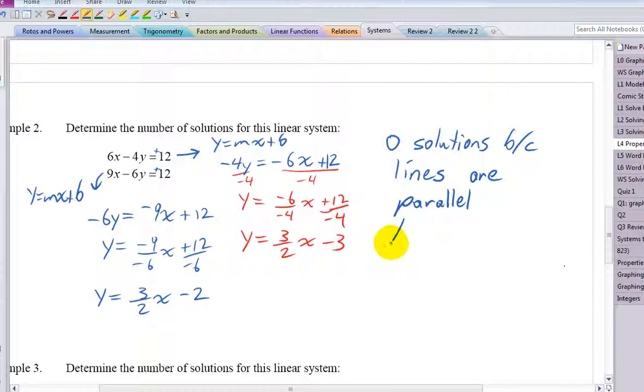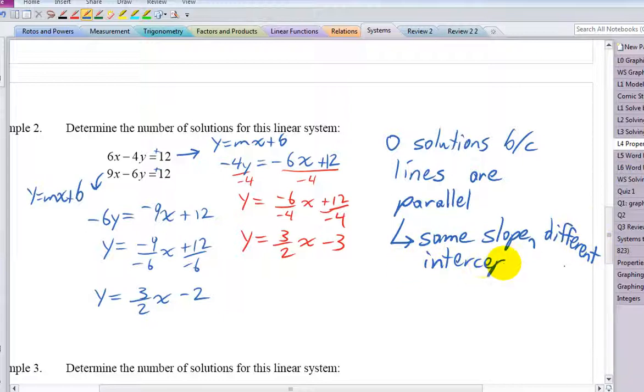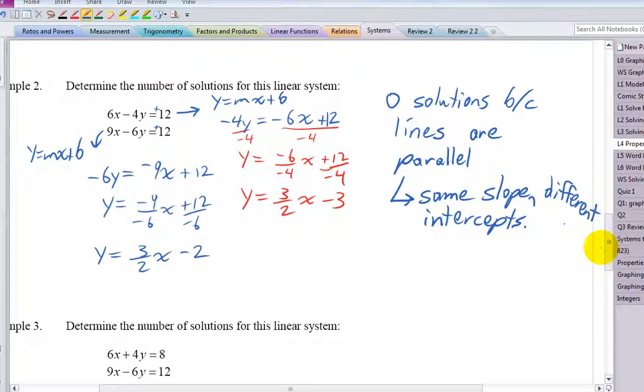And the reason why they're parallel is that you have the same slope and different intercepts. Okay. So you need to really explain in detail why there are 0 solutions. 0 solutions will not be a lot of marks.